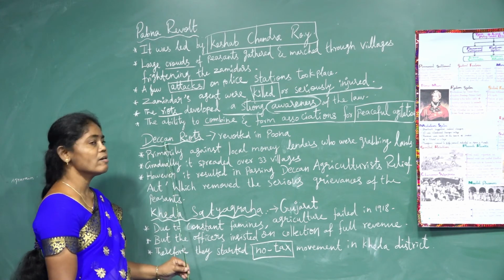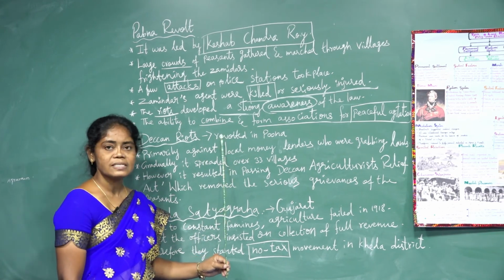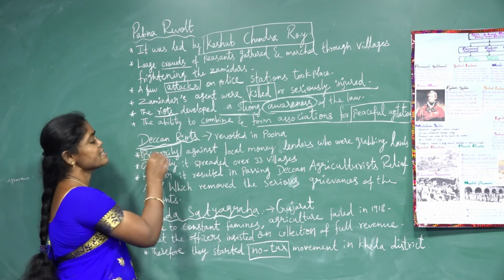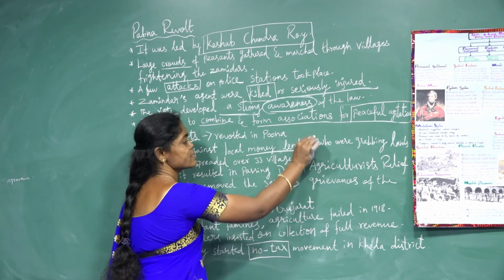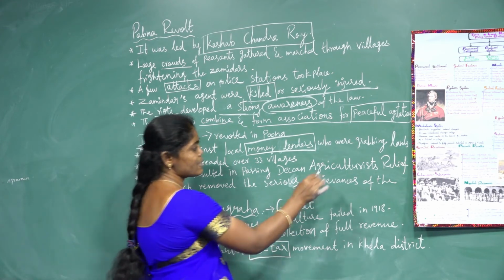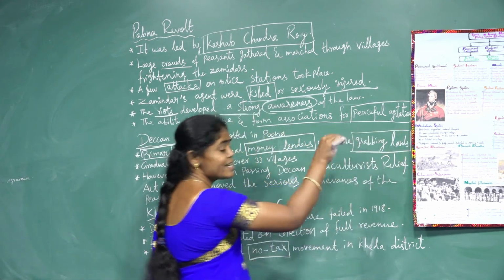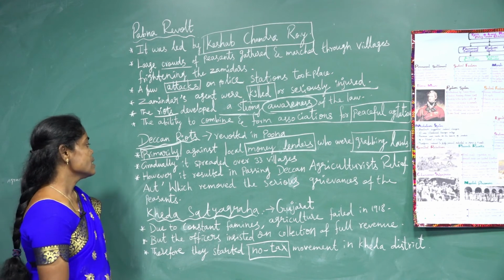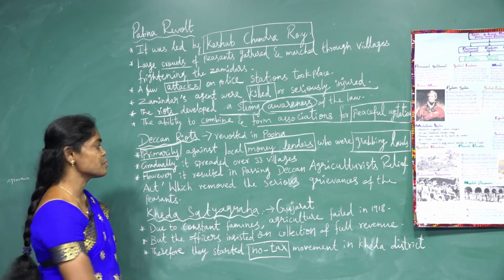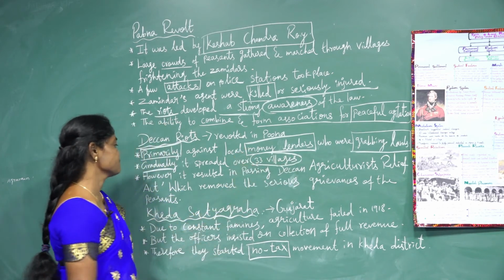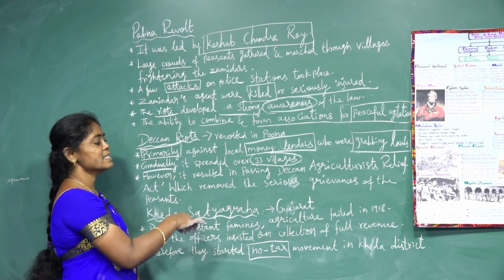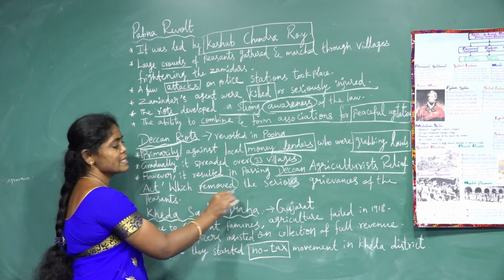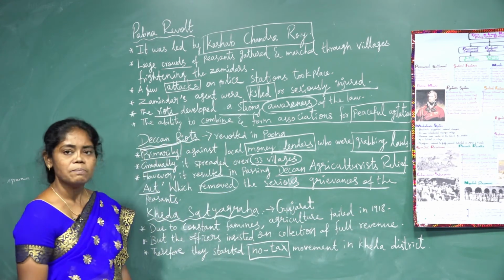Now we will come to the Deccan riots. This revolt started in Pune, primarily against the local moneylenders who were grabbing lands. This is the main reason. Gradually, step by step, it spread over 33 villages. However, it resulted in the passing of the Deccan Agriculturalist Relief Act, which removed the serious grievances of the peasants.